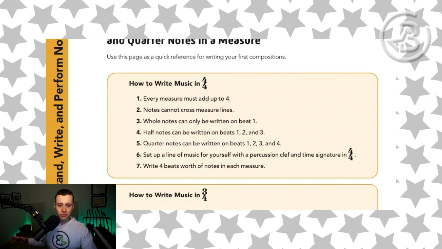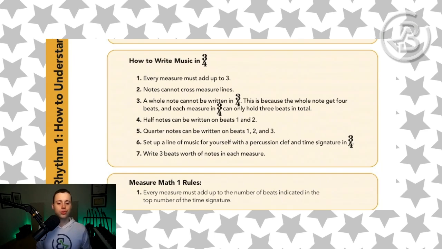You set up a line of music for yourself with the percussion clef and time signature of 4/4. Don't forget your final bar line. And then you write 4 beats worth of notes in each measure for the entire line of staff. To write a piece of music in 3/4, every measure must add up to 3. Notes cannot cross the measure lines, but if you followed rule number 1, rule number 2 won't even matter.